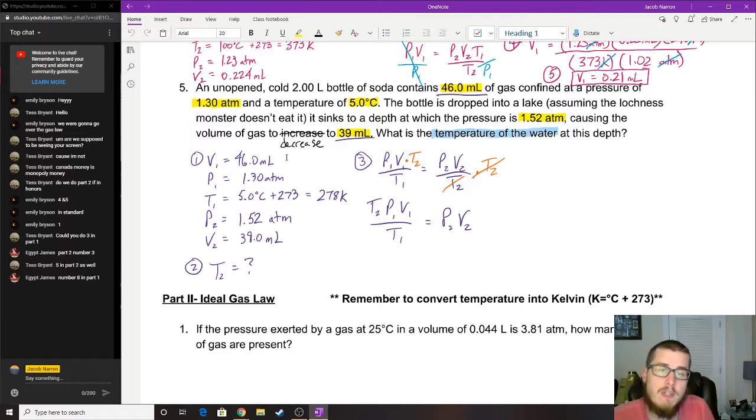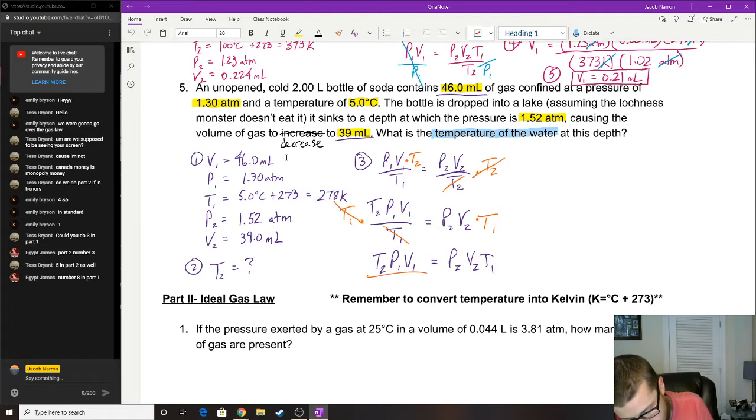Same thing. I want to get rid of T1. I'm dividing, so the opposite of dividing is multiplying. Cancel, cancel. Whatever I do to that side, I got to do to this side. Now I'm going to rewrite all this junk. So T2, P1, V1 equals P2, V2, T1. And so the last thing I want to do is if I divide by P1, V1, that cancels these items. Whatever I do to that side, I got to do to this side. And so I end up getting the same thing. T2 equals P2 V2 T1 over P1 V1.